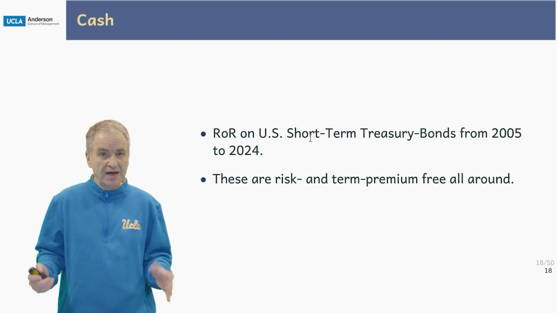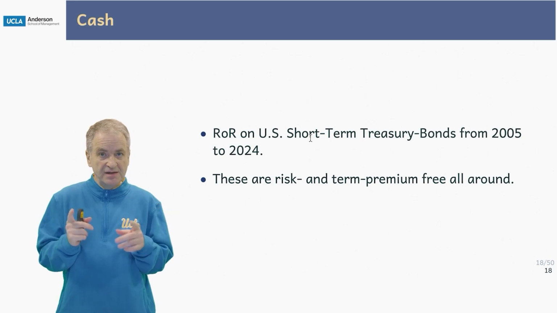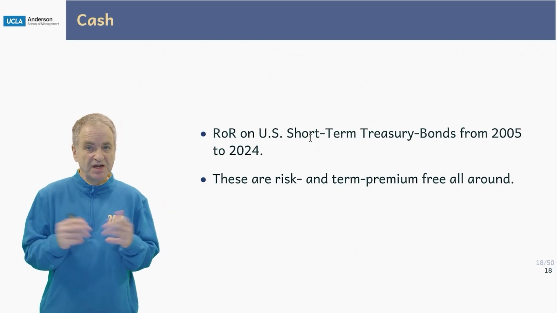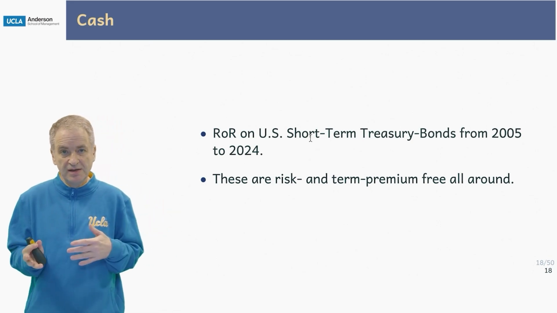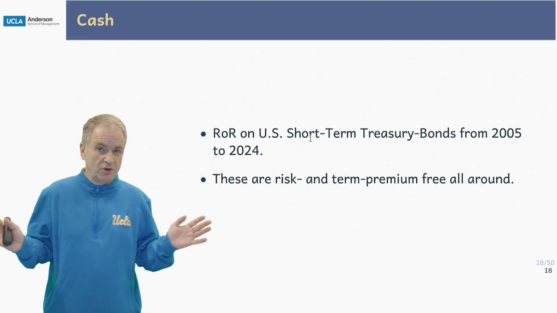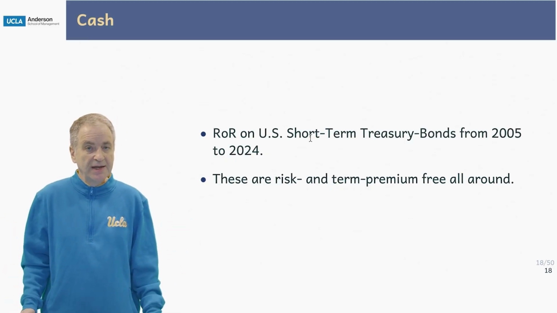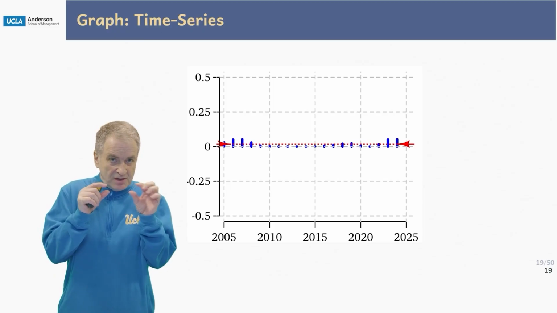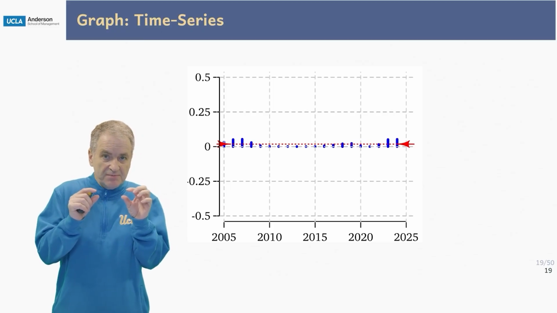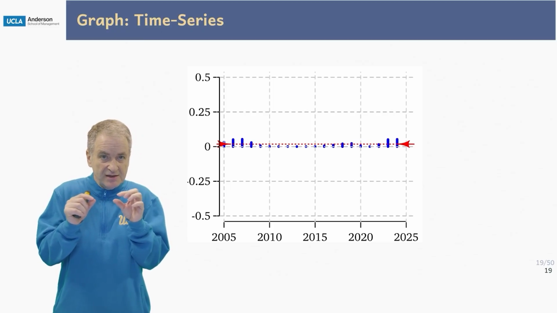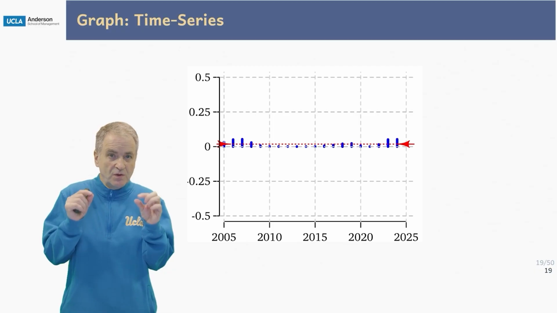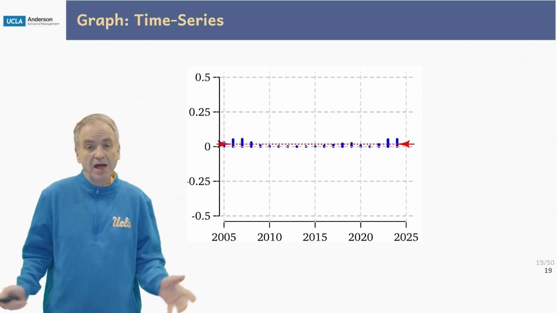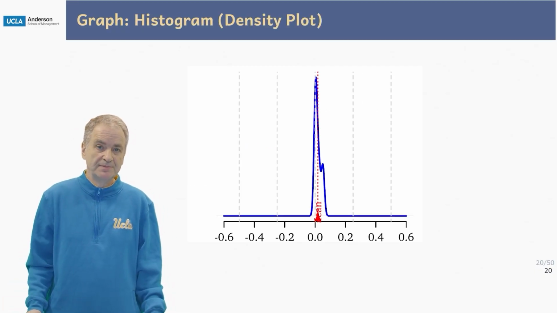Cash. So cash is, in this case, short-term treasury bonds, not very long, 90 days, 1 year. They're definitely risk and term premium free all around. Let's see how they did. Well, if you just look at the bars, you didn't lose money basically in any year, but the returns are also all very, very tiny, as you would expect them to be.